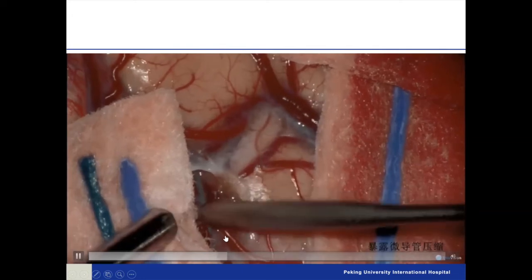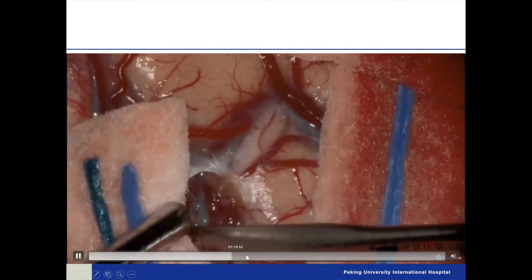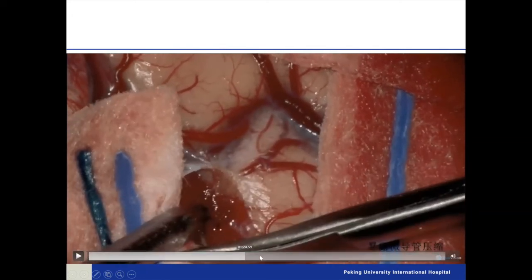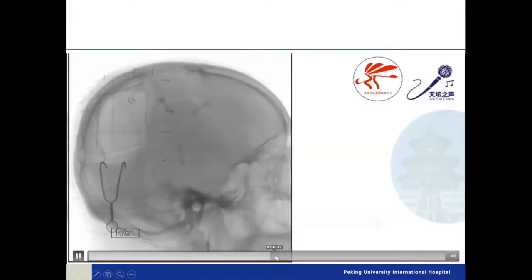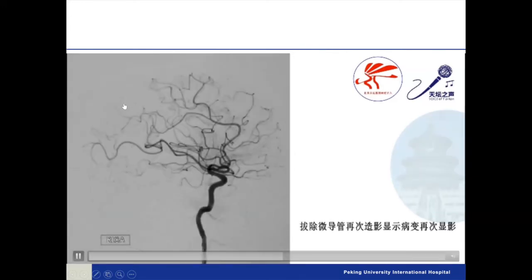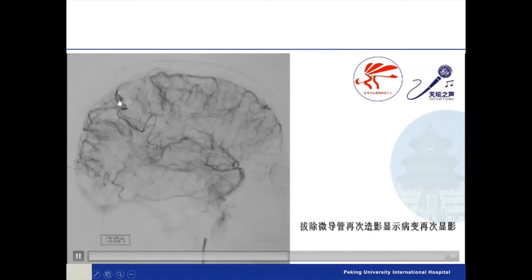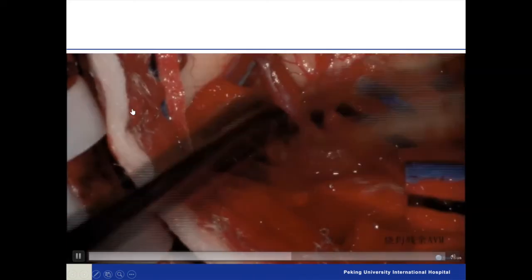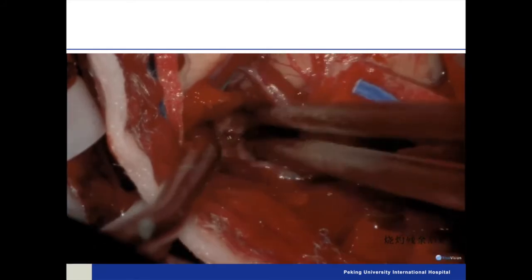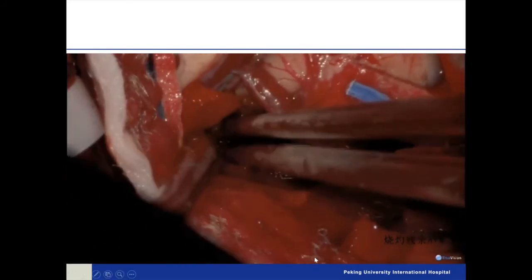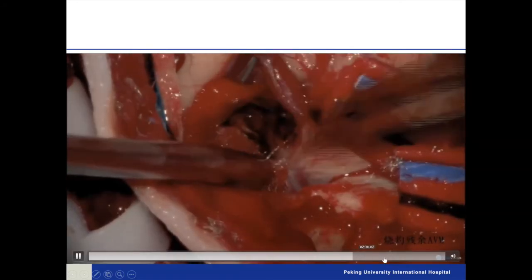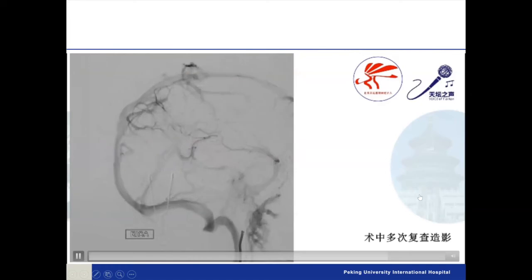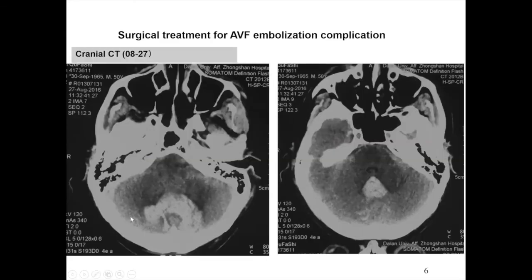Here we can see the catheter inside of the feeding artery. Then we cut it, and then we can see there's still some AVM nidus that can be seen. So that's why we continue to do the open surgery to remove the residue of the AVM. Then finally, that's okay. Here's another case.